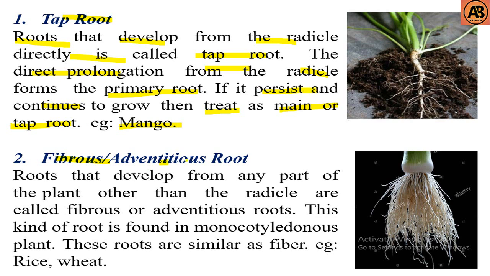Then fibrous or adventitious root. This is taproot and this is fibrous root. The main primary root is here, and there are lots of adventitious or root branches here. Then fibrous root: roots that develop from any part of the plant other than the radicle are called fibrous or adventitious roots. This kind of root is found in monocotyledonous plants. These roots are similar to fiber. Examples: rice, wheat.